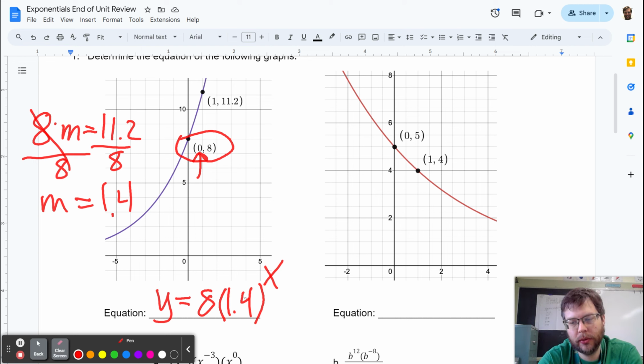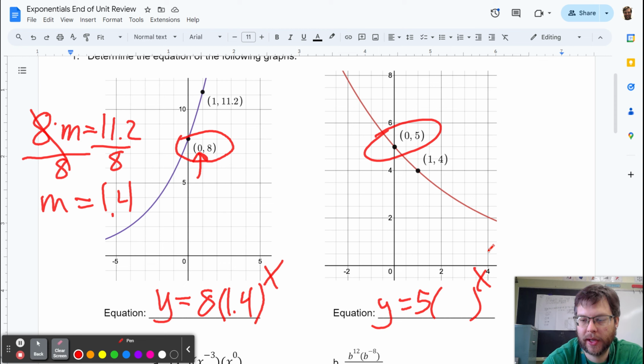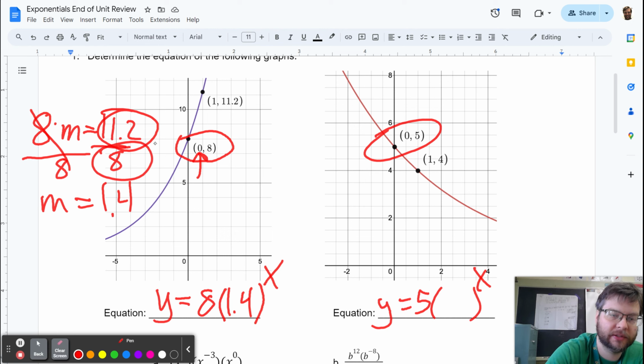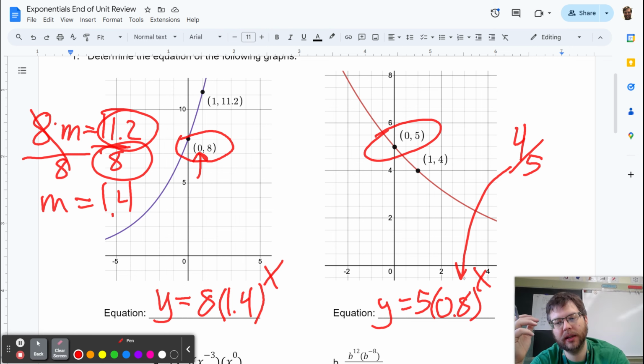Every single time that you do one of these graphs, you start with the y-intercept, you multiply by something raised to the x, and the thing that you multiply by, notice, it was the second y value divided by the first y value. It's going to be 4 divided by 5. That is a perfectly good answer to put 4/5 in there, or if you like decimals, to put 0.8 in there. Both 4/5 and 0.8 would get you full credit. They're exactly the same. The most important thing is that it is always the later y value divided by the earlier y value.